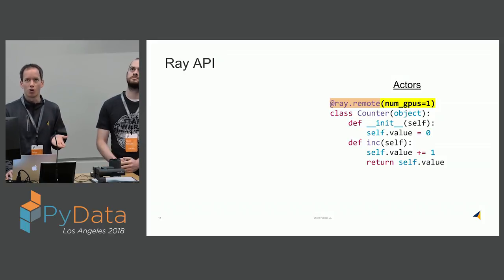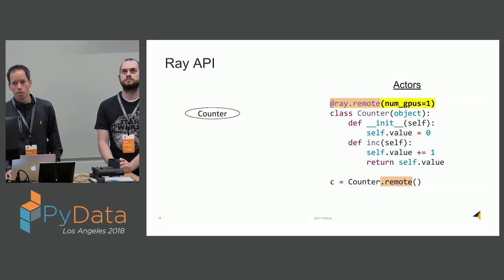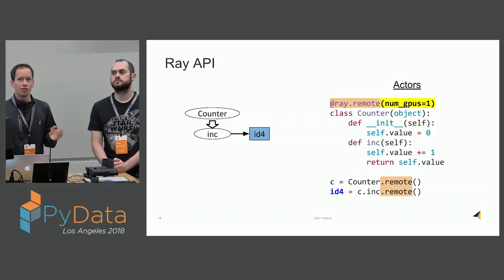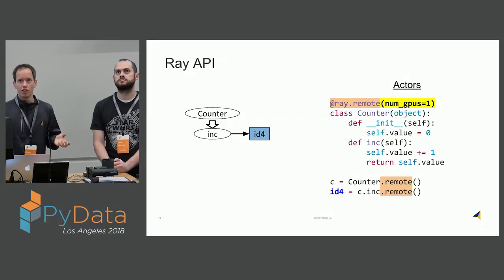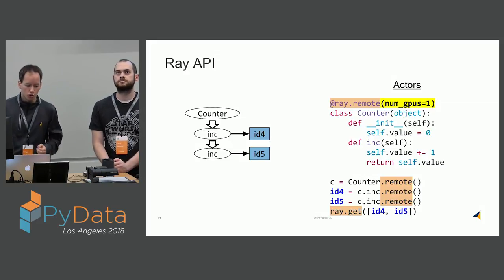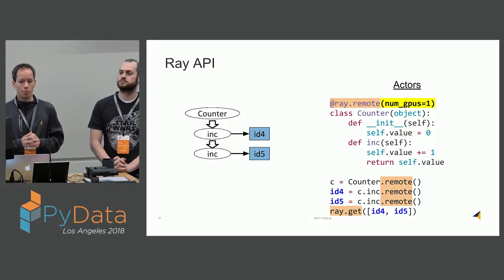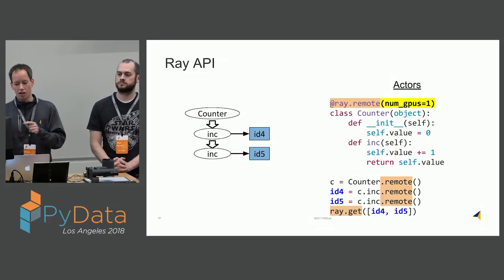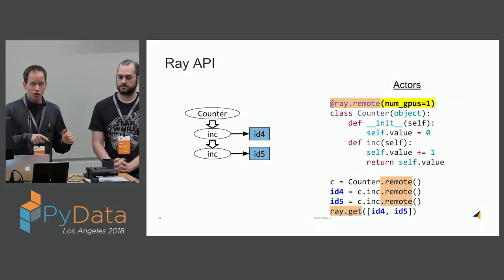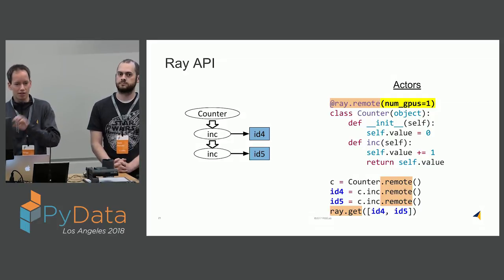In this case, it's a simple counter actor, which has an increment method. We can instantiate the actor with actorName.remote. This will create a Python process somewhere in the cluster and will make an instance of the class. And then we can call methods on it. So in this case, we call the increment method, and then we call it again. And then we can also get results. Note that these two APIs are seamlessly integrated. You can launch actors, you can pass actors into tasks, and results from tasks and results from actors are really the same thing, so you can pass each of them to tasks and actors.